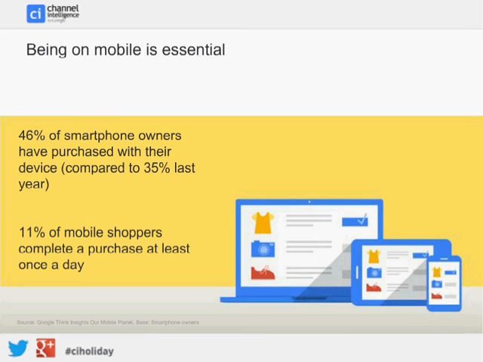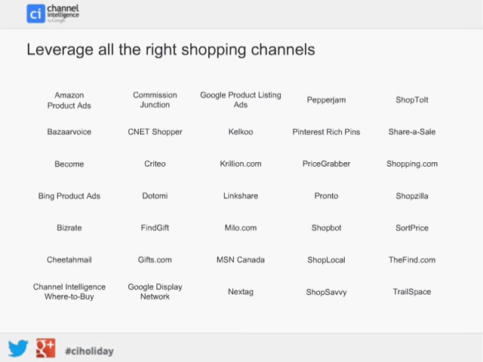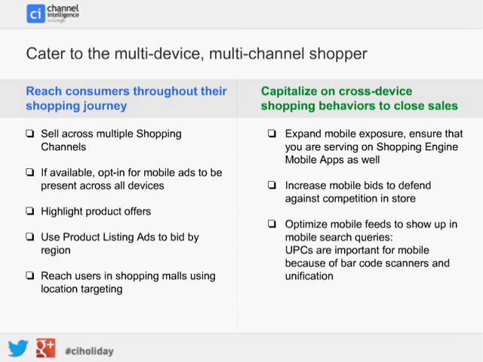And so we encourage retailers to make sure that they're leveraging all the right shopping channels. So there are many channels available. Google Shopping obviously is one that I work with closely and that many of you are invested in. But there are a lot of other channels that work well too, and we have some of them listed here on the screen. Channel Intelligence, for example, will send retailers data to these kinds of channels to help retailers perform well across the retail ecosystem, not only on Google Shopping but across the retail ecosystem. So don't limit yourself to one channel. Make sure that you expand to all major channels and cater to that multi-device, multi-channel shopper.